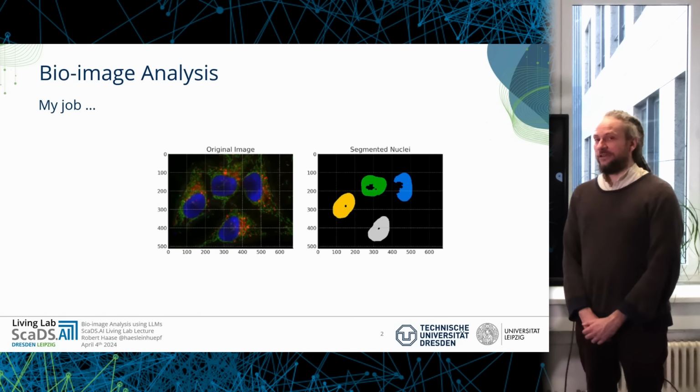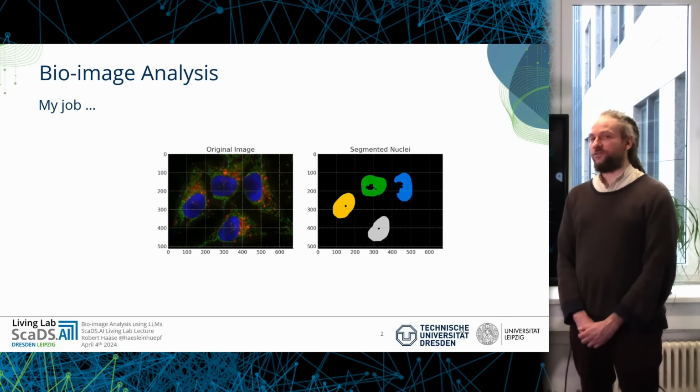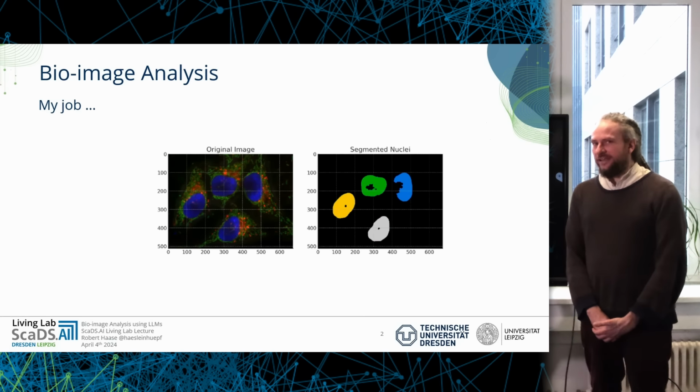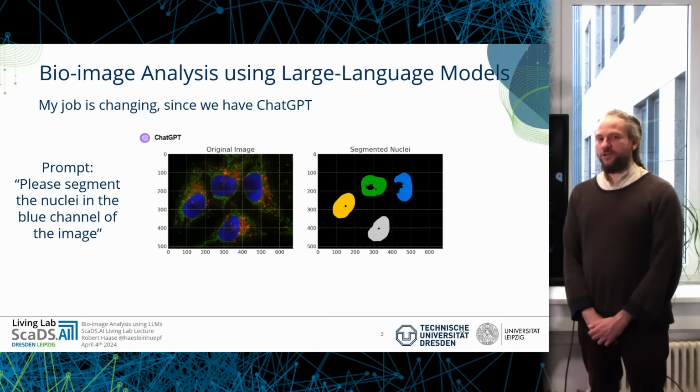So you see here on the left, that's a microscopy image where the nuclei, for example, are shown in blue, and then on the right you see a segmented image where we have shown every nucleus in a different color. So that's one basic step of my job I do on a daily basis, more or less, and it turns out that with the recent development around ChatGPT, this can be automated.